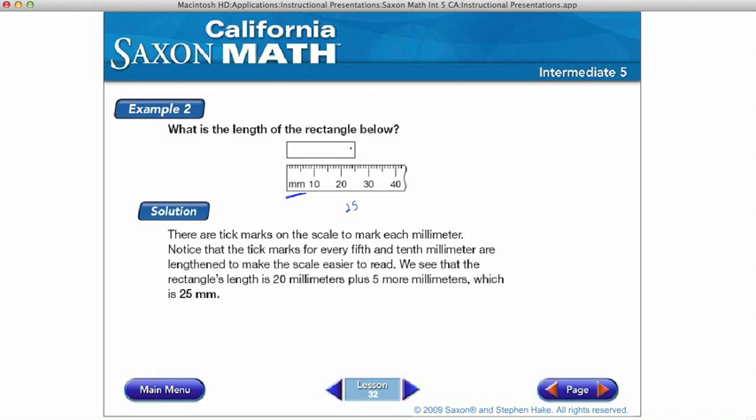So I'm going to take the very edge of my line here, and I'm going to do the best I can and line it up, and it goes right through. So we have 25 millimeters. So we've counted to 10, to 20, and then 5 more. So you need to make sure that you don't just count the 5 from the 20 to the mark, that you start all the way at the end of the ruler and measure this whole distance. Okay? All right, let's move on to example 3.